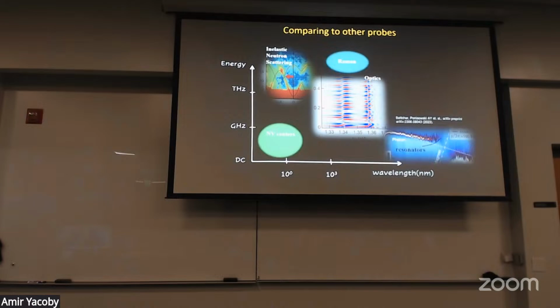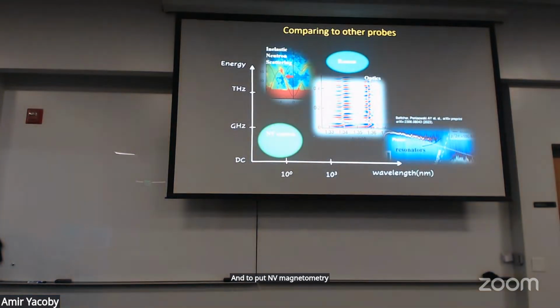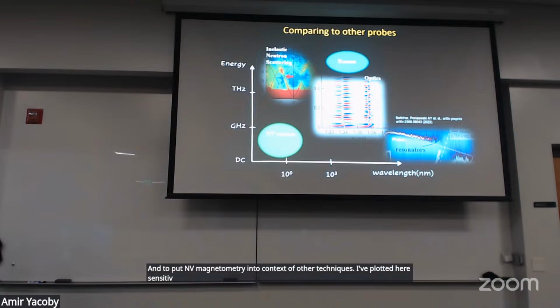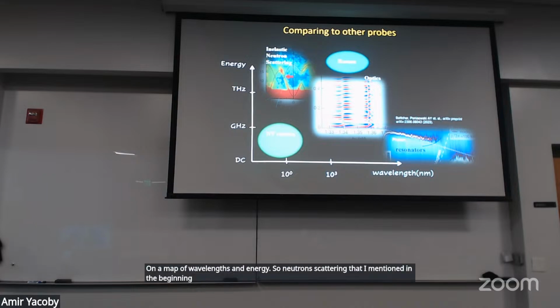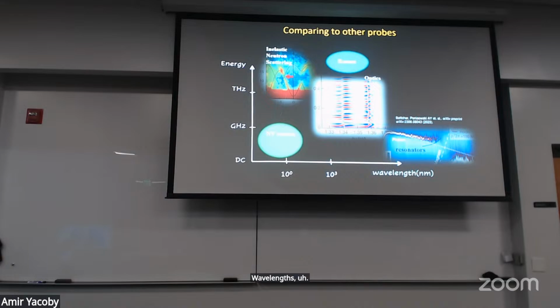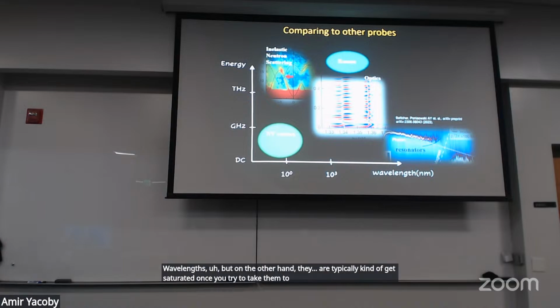To put NV magnetometry into context of other techniques, I've plotted here sensitivities, or where various techniques are useful, on a map of wavelength and energy. So neutron scattering that I mentioned in the beginning can go down to very short wavelengths, but on the other hand, they typically get saturated once you try to take them to very low energy. So typically below a millivolt becomes really hard.